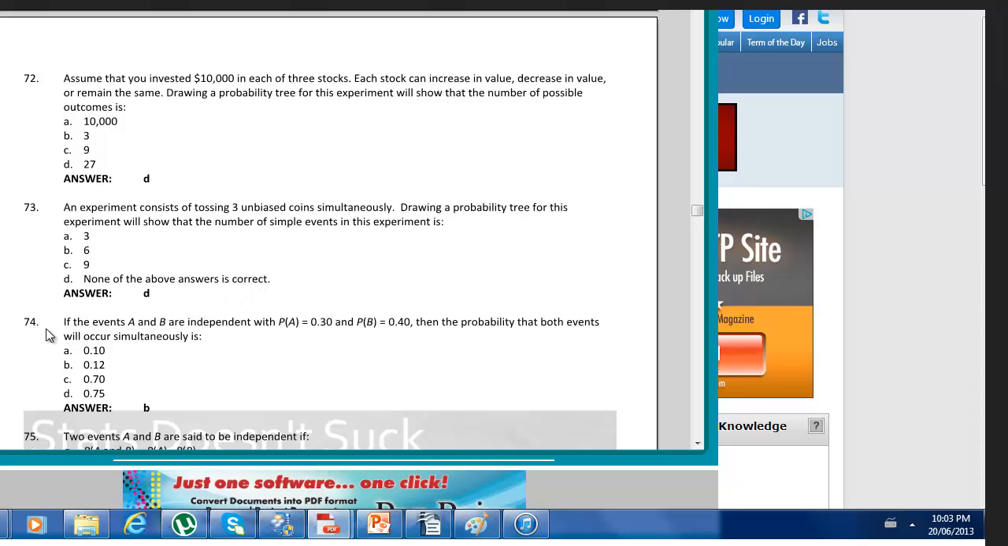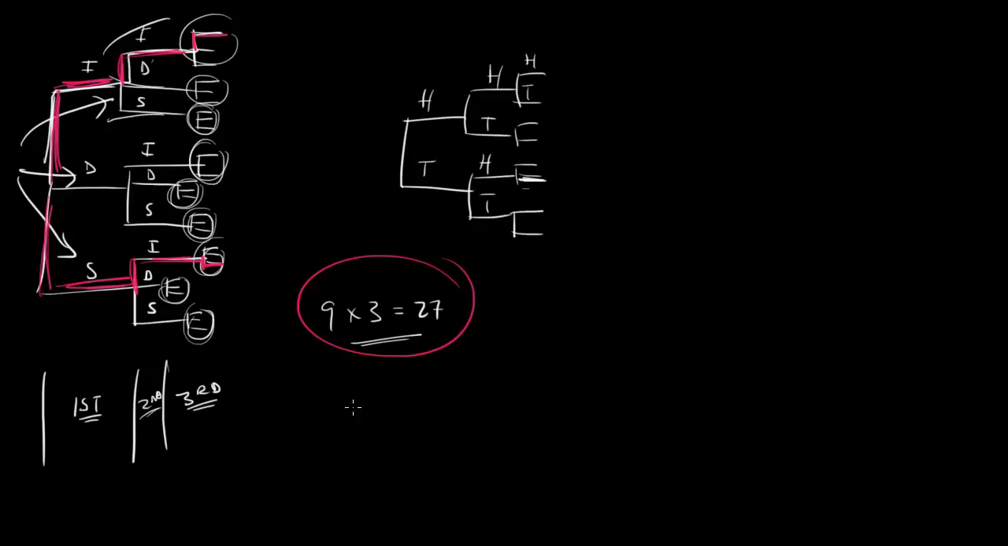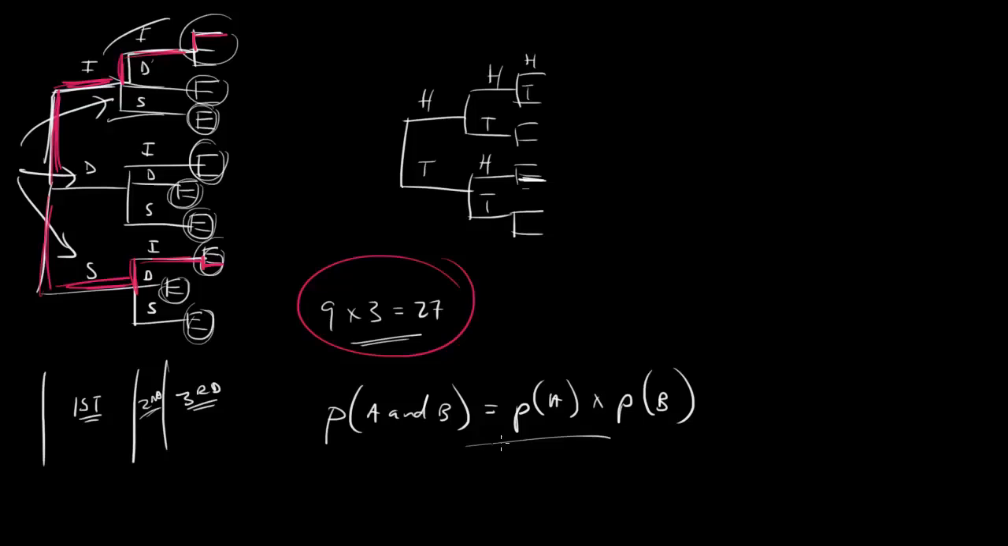All right, so what about 74? It says, if the events A and B are independent, A equals 30% and B equals 40%, then the probability that both events will occur simultaneously, well, if you have 2 independent events, then the probability of A and B is simply the probability of A times the probability of B. This is just the multiplication rule in your textbook.